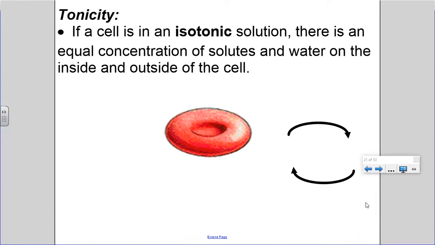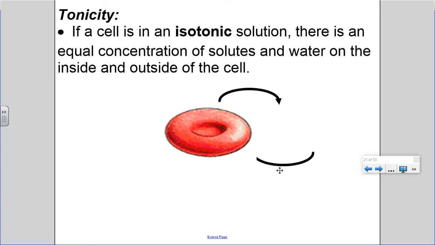Okay, now let's get into the details of what we mean about all these tonic words. If a cell is in an isotonic solution, this means there is an equal concentration of solutes and water on the inside and outside. Let's use these arrows to show the movement of water. Water will be moving out of the cell and it will be moving in the cell, except my arrows are not working right. Sorry.